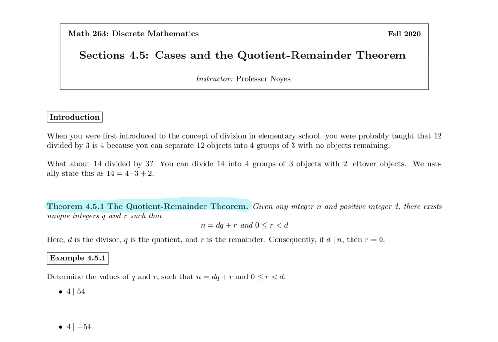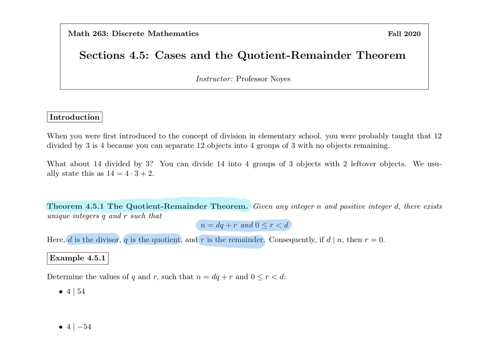The quotient-remainder theorem says, given any integer n and positive integer d, there exist unique integers q and r such that n equals dq plus r, with r being between 0 and d. That sounds a little complicated, but when you think about this, r is your remainder, d is your divisor, q is your quotient. So they all stand for the letter that represents them.